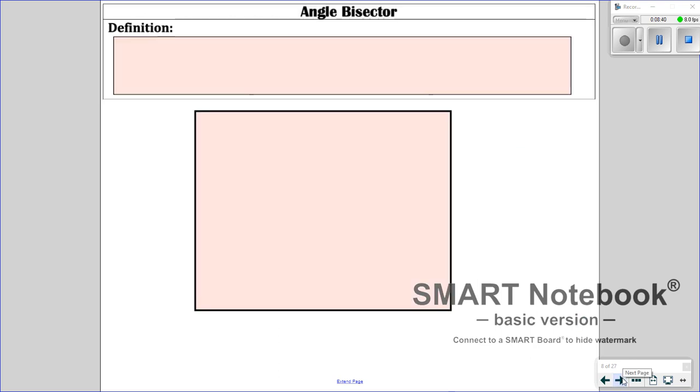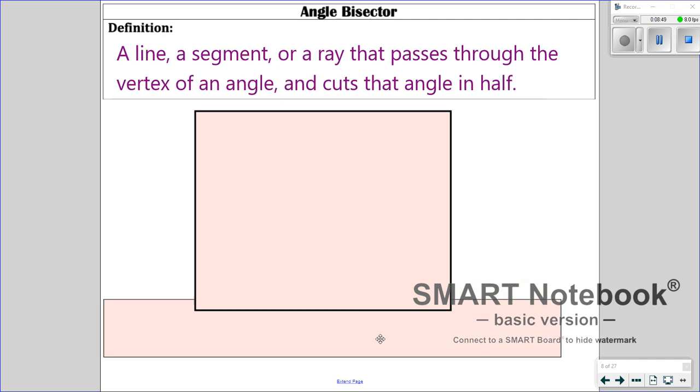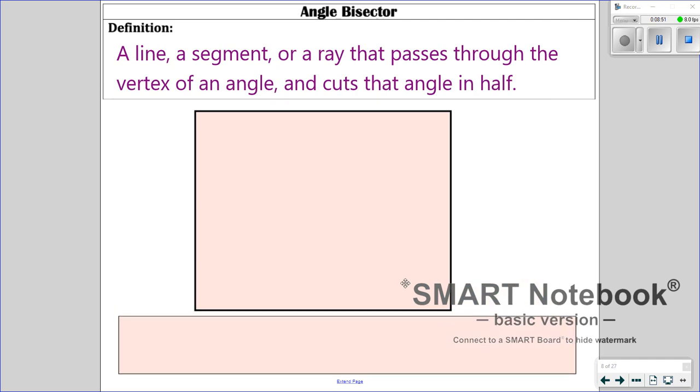The second special segment is the angle bisector. You should already know this. We've encountered this before. An angle bisector is a line, segment, or ray that passes through the vertex of an angle and cuts that angle in half. See that word bisector? You cut it in half. Make sure you distinguish between perpendicular bisector and angle bisector. An angle bisector means you're just cutting that angle into two congruent angles.